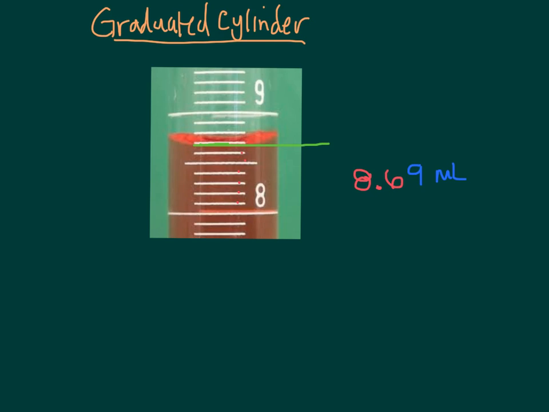You might think that that falls right on the 8.7 line, in which case you would have to report your certain digits, 8.7, and then you still need an estimated digit. So you would have to add that 0. So whenever the measurement falls right on a line, your estimated digit is going to be a final 0.